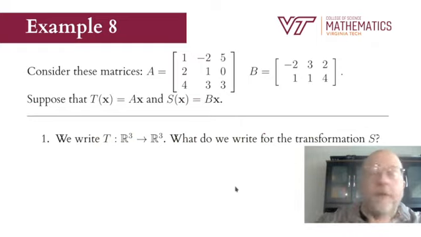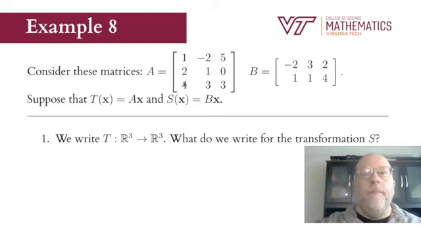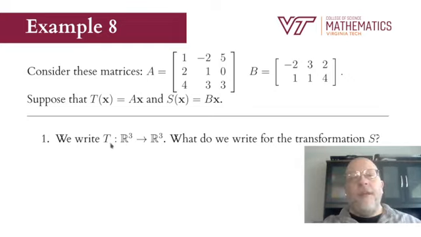So let's look at these matrices here. Transformation T is given by the matrix A times x. The transformation S is B times x. Part 1 says that we write that the transformation T takes vectors in R3 and sends them to R3. What is the correct thing for S? So S is based on matrix B, which has 2 rows and 3 columns. And so is the answer R2 to R3, or is it R3 to R2?